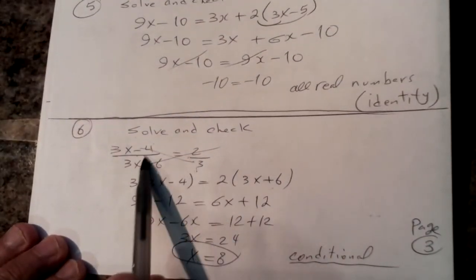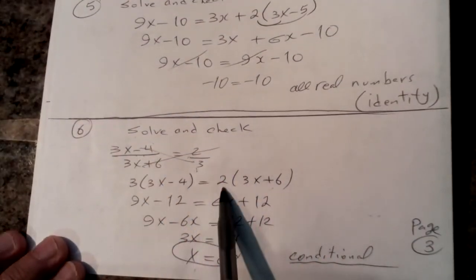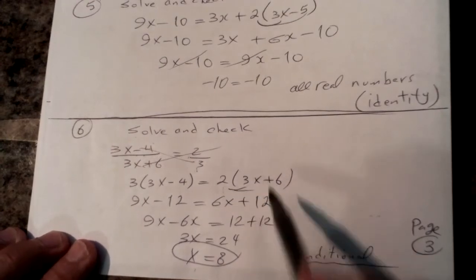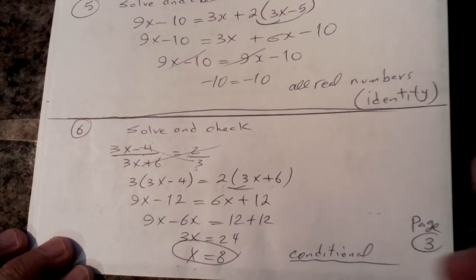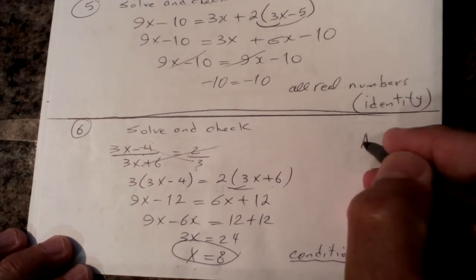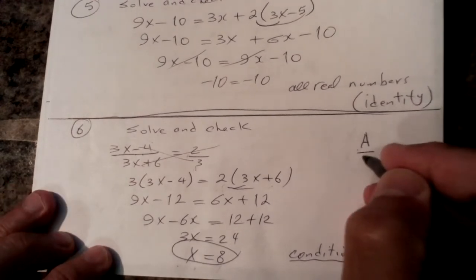Three times that is 2 times that. And then when you do the distributions, you could find the x. So this is the conditional, because you could actually come up with a number. So we are using this property.